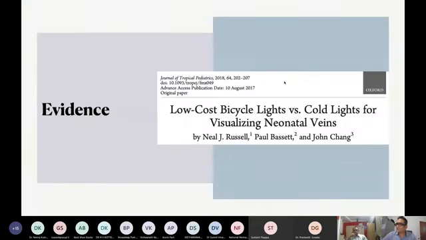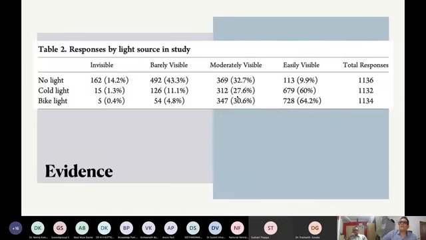And what is the evidence on these transilluminators? There is a study by Russell et al., published in 2018. Now, they looked at the low-cost bicycle lights that are available for even about $2, $3. And they compared them, and they found that with no light, the majority of the veins were invisible. And with the cold light, veins are easily visible. But with the bike light, even more veins were visible, right?